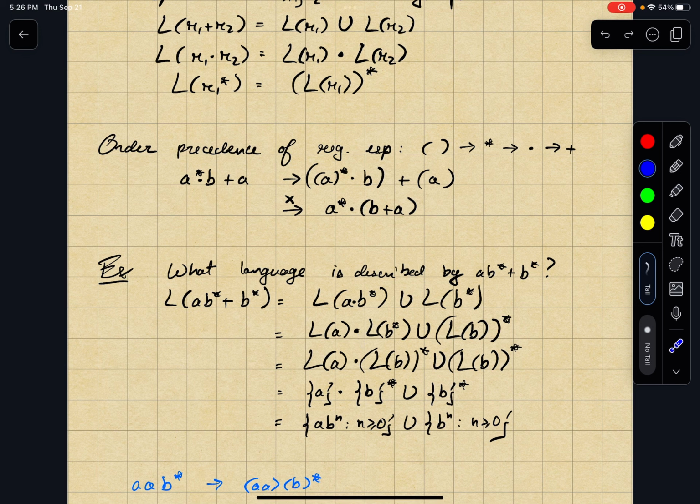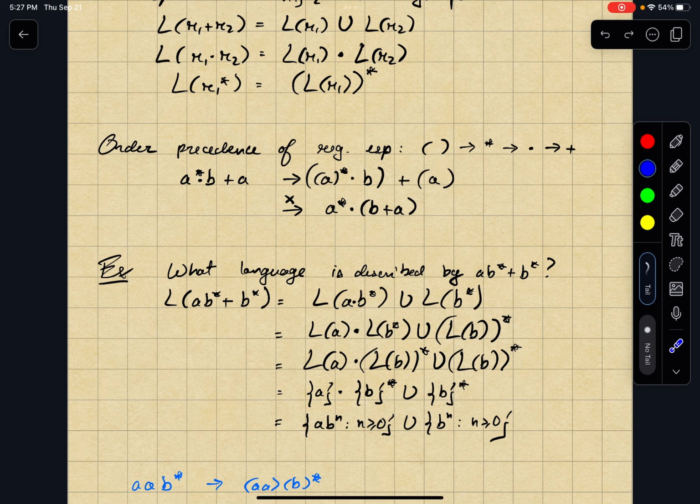And again, I take the union, but now I'm going to take this star operator out. So it's going to go from a regular expression operator to now a language operator. So now this is the star operator applied to L(B). Okay. And then again, I'm going to do the same thing, but now this time for B*. So I get L(B) whole star, with this star as the language operator.